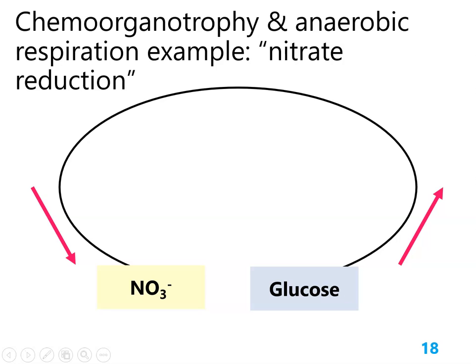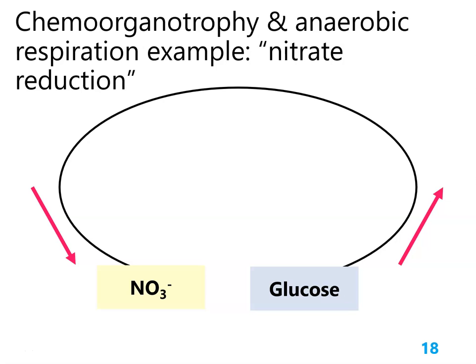This is called denitrification or nitrate reduction. This is nitrate. And the waste product of this could be, I think you'll see it in a bit, nitrite, which is toxic, or nitrogen gas. It just depends on what the cell wants to do.